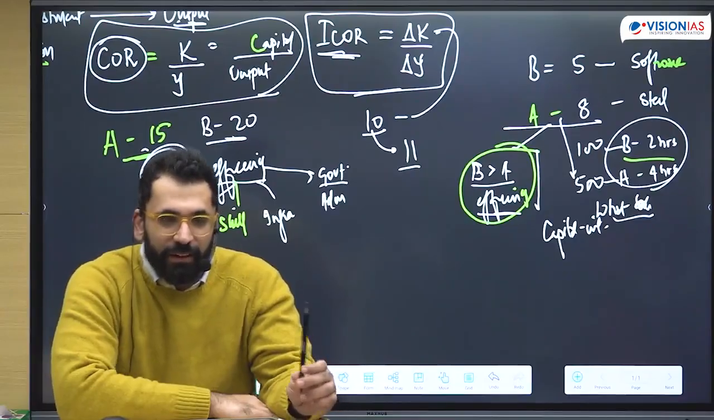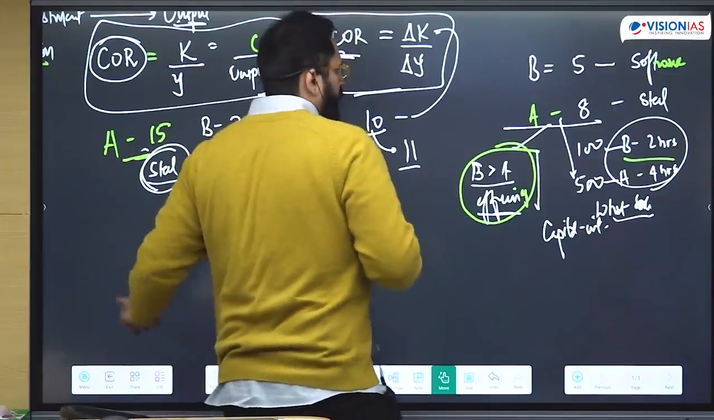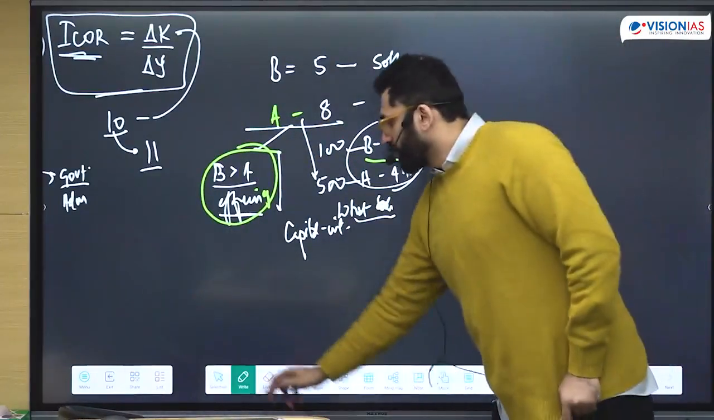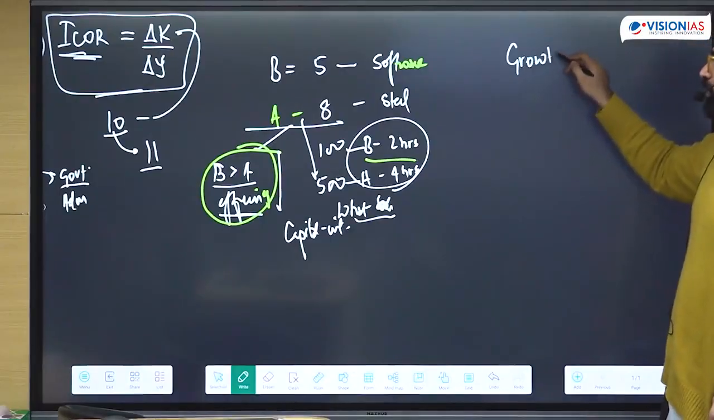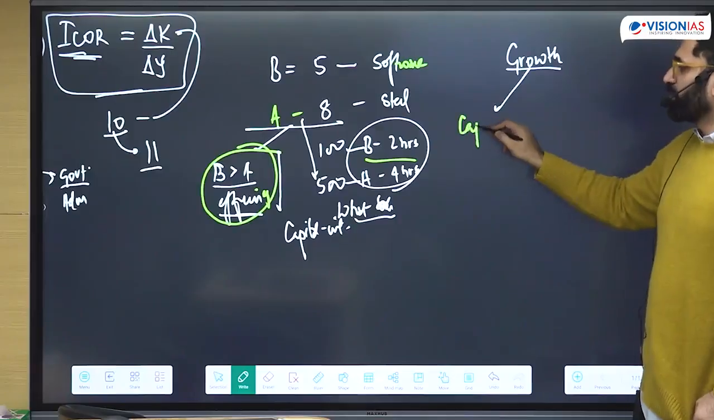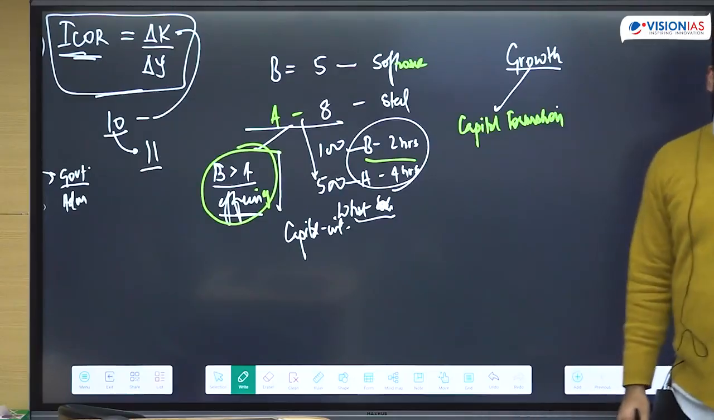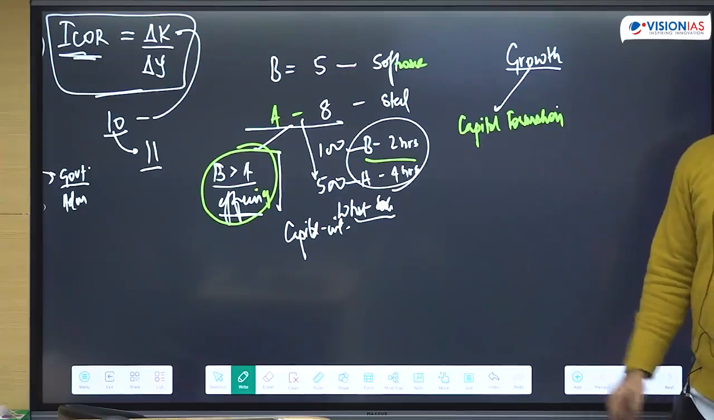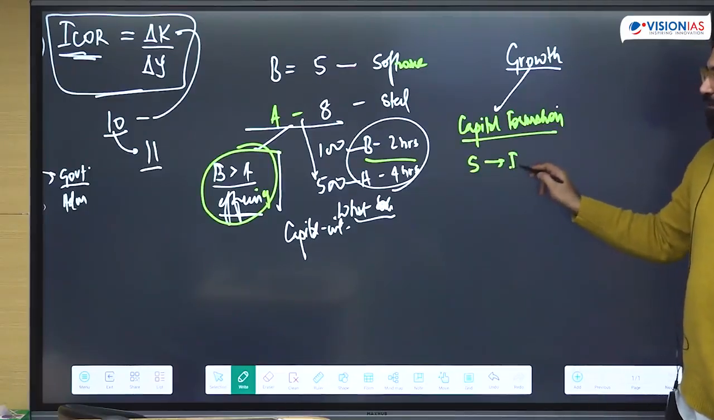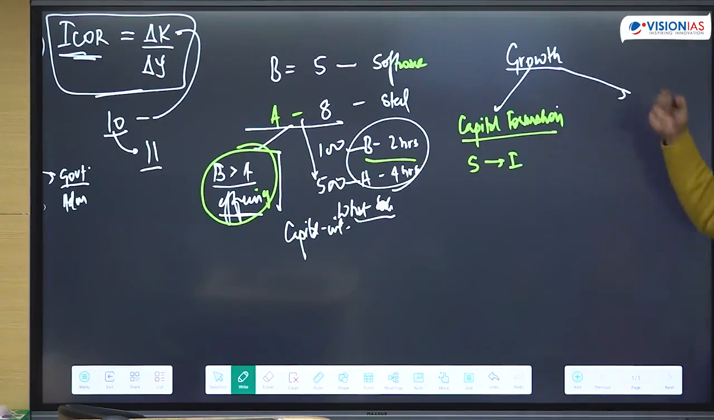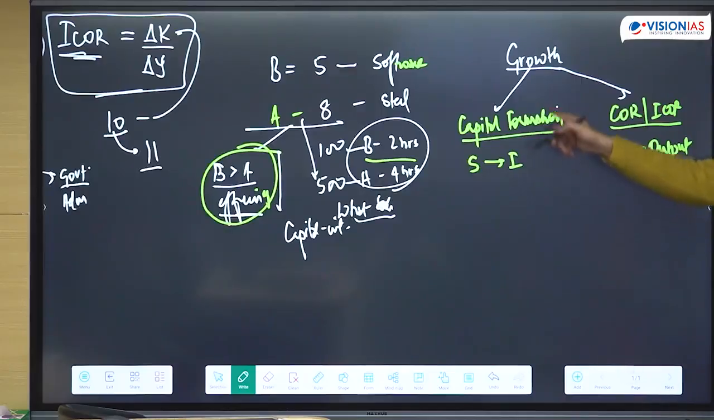Is this clear? That means in a particular economy, growth might be dependent on, one, what is the rate of capital formation? What do we mean by rate of capital formation? How much of savings are converted into investment? It may also depend on how much of investment is required to produce more output. Saving to investment is your capital formation. Investment से कितना output बन रहा है, that is your COR.